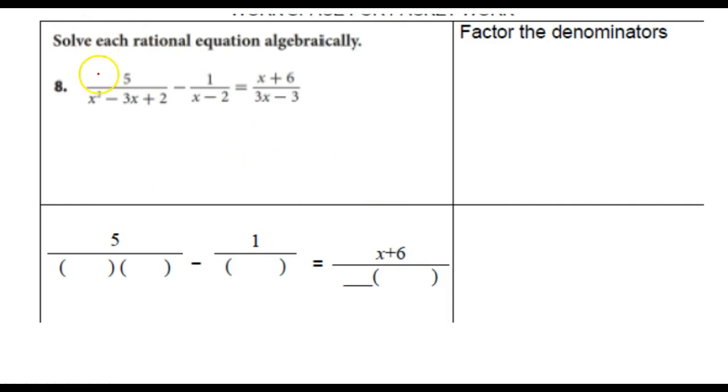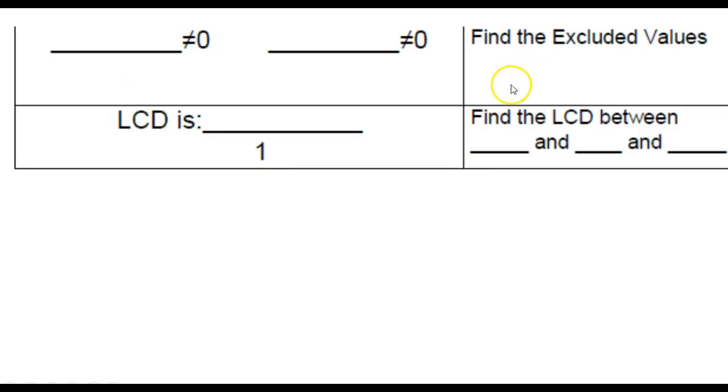I did have students factor both this denominator and that denominator, so pause right now and go ahead and factor each of those. But if you unpaused, that would be x minus 2 and x minus 1. And then if I factored this out, that would be 3x minus 1. So as you can see here on the next step, they ask us to find the excluded values.